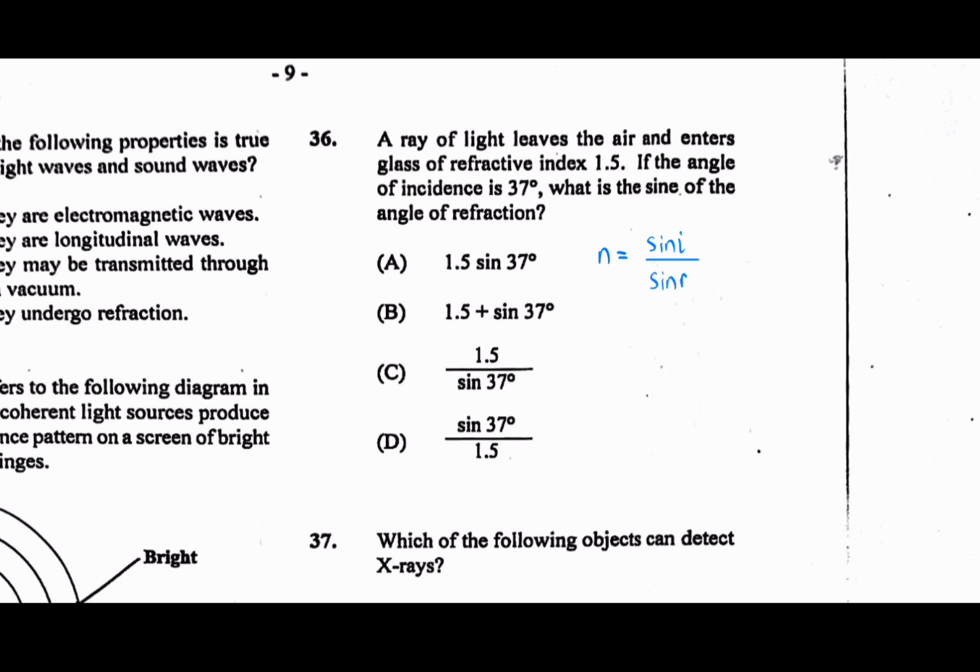So what is the refractive index here? The refractive index here is 1.5. What is the angle of incidence? It's 37, and that's over sine R. So to find sine R, I could swap the positions of the 1.5 and the sine R, and so sine R is going to be sine 37 all over 1.5. So my answer is D.